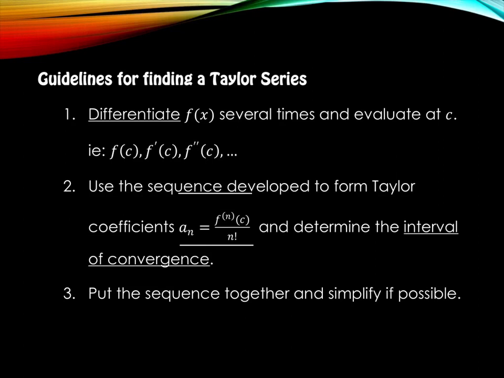And then you're going to use the sequence developed to form Taylor coefficients. A sub n is the nth derivative evaluated at c divided by n factorial. And we'll have to determine an interval of convergence as well. And then we'll put the sequence together and simplify if possible.